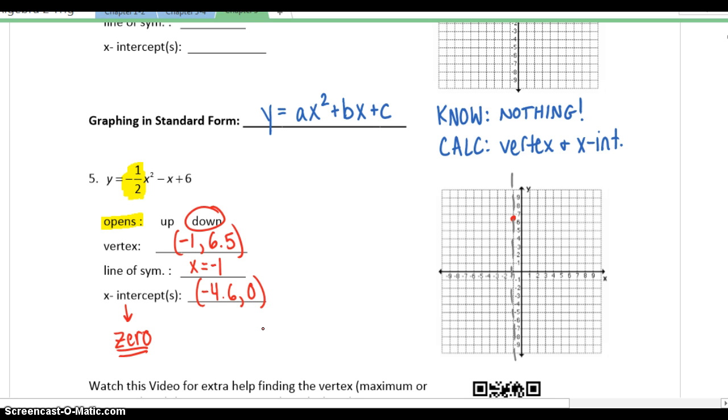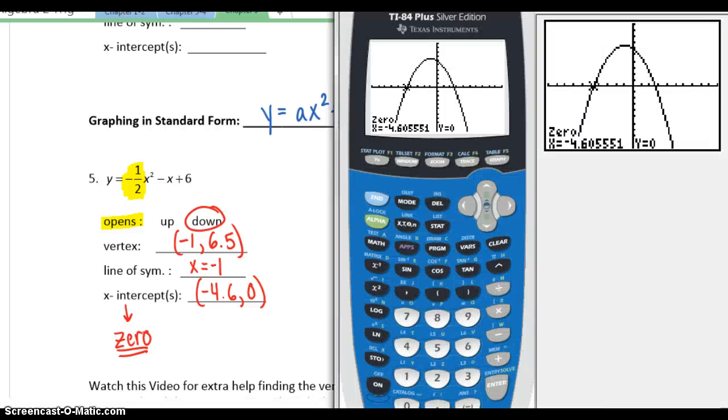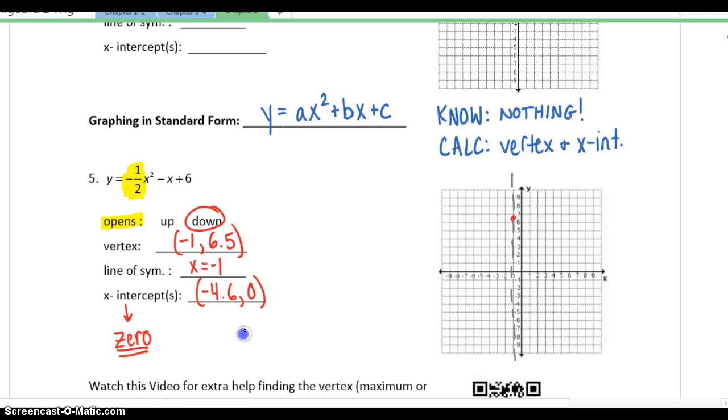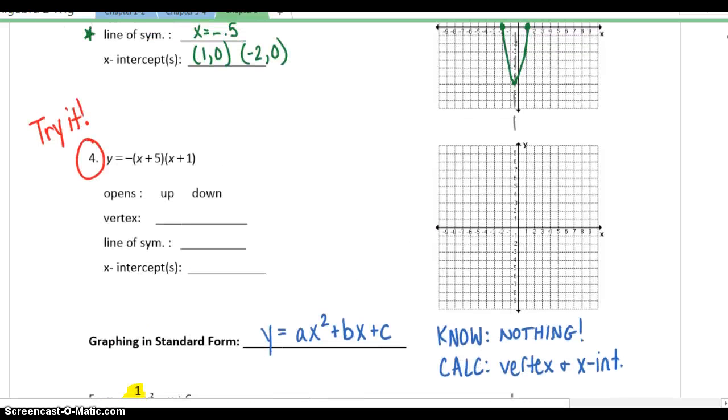Alright. If you go through those same exact steps again, but for our second x-intercept, and feel free to test it out to make sure I'm correct. In fact, I insist that you do. But you should end up getting a second x-intercept of 2.6, comma 0. So that's negative 4.6, comma 0. And 2.6, comma 0. So there is the graph of our parabola. Alright. So, once again, I want you to try number 4 on your own.